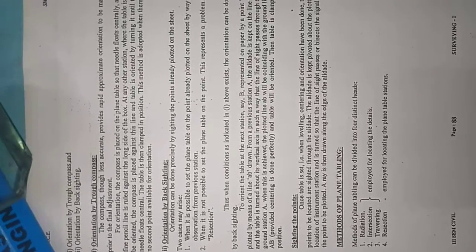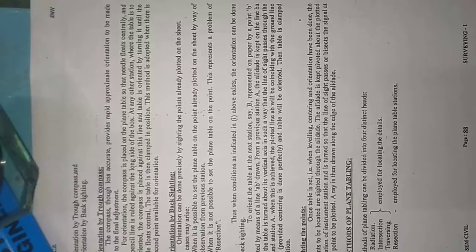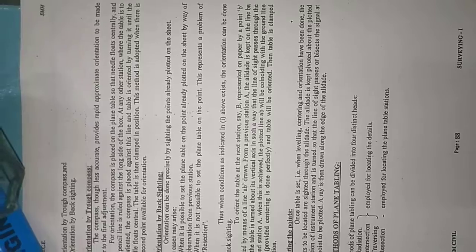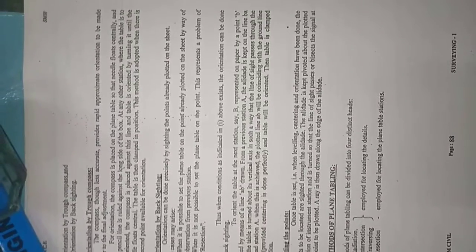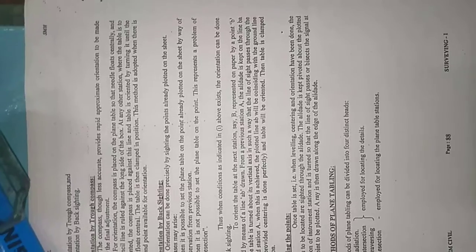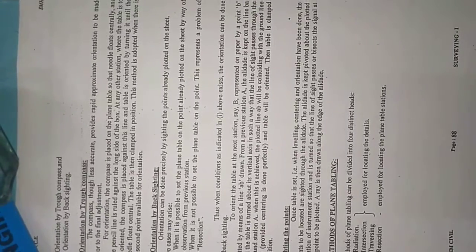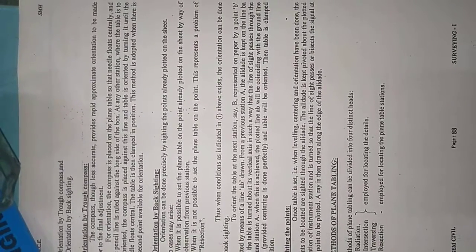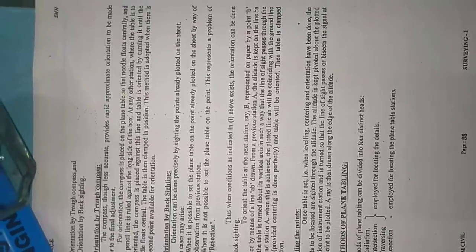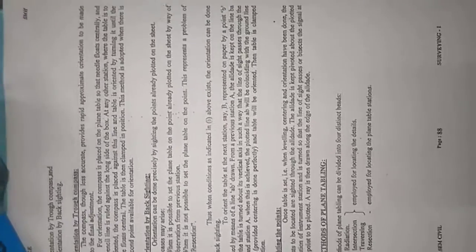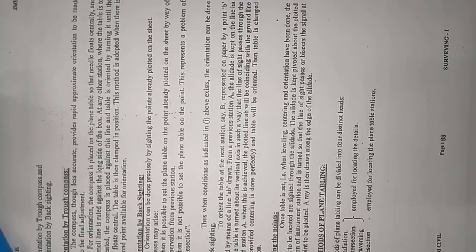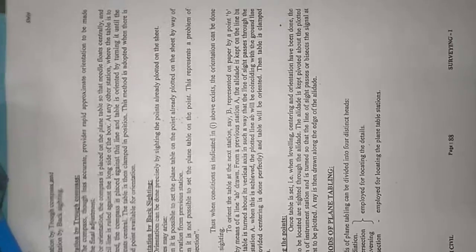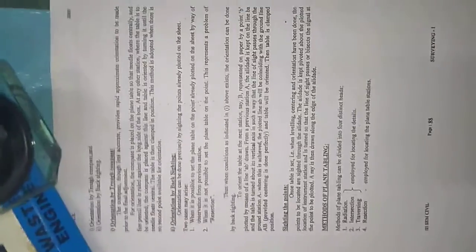Though the compass is less accurate, it provides a rapid approximate orientation to be made prior to the final adjustment. For orientation, as I have told you, the needle floats centrally and we need to draw a line parallel to the trough compass box. At the other station where the table is to be oriented, the compass has to be placed along this line and the table oriented by turning it until the needle floats at the center.